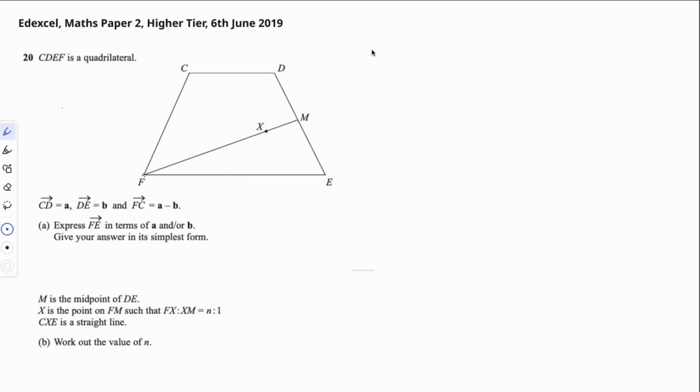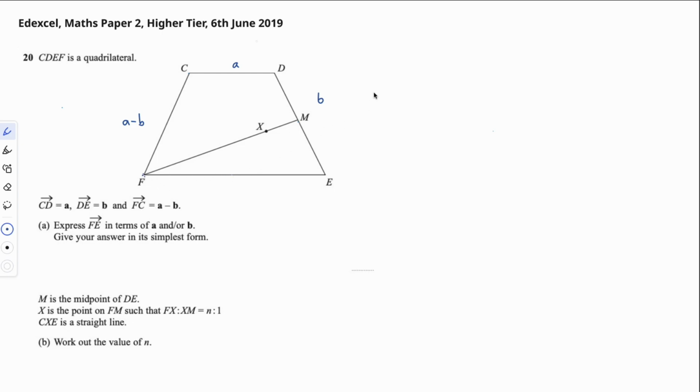So let's go about answering question 20a, where we are asked to express the vector FE in terms of a or b. So using our framework, step 1 is labeling the given vectors. So we've got vector CD is notated by vector a, vector DE is notated by vector b, and FC, from here to here, is notated by a minus b. And we've got to express the vector FE.